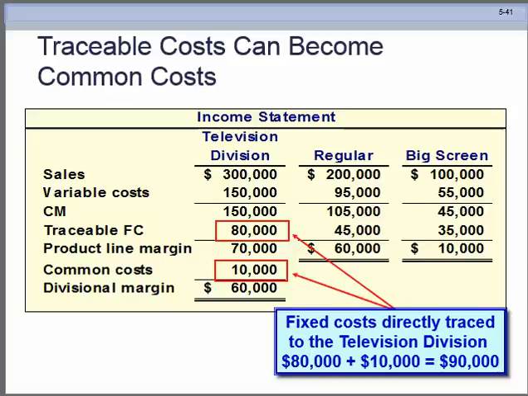Now, all we've done here is add the figures for the regular and the big screen and bring them across. Common costs are $10,000. The entire television division's margin is $60,000. All we've done here is take the division's financials and divide them even further into regular and big screen.